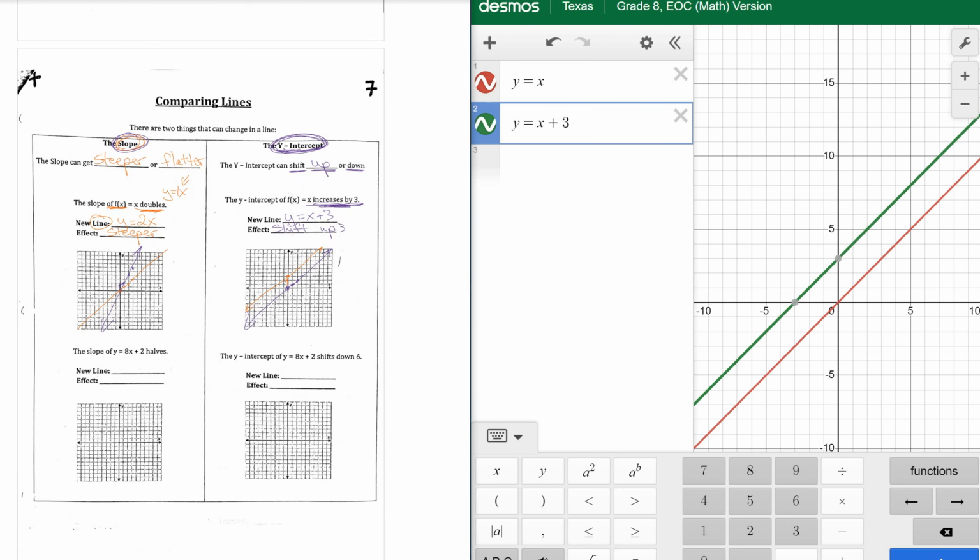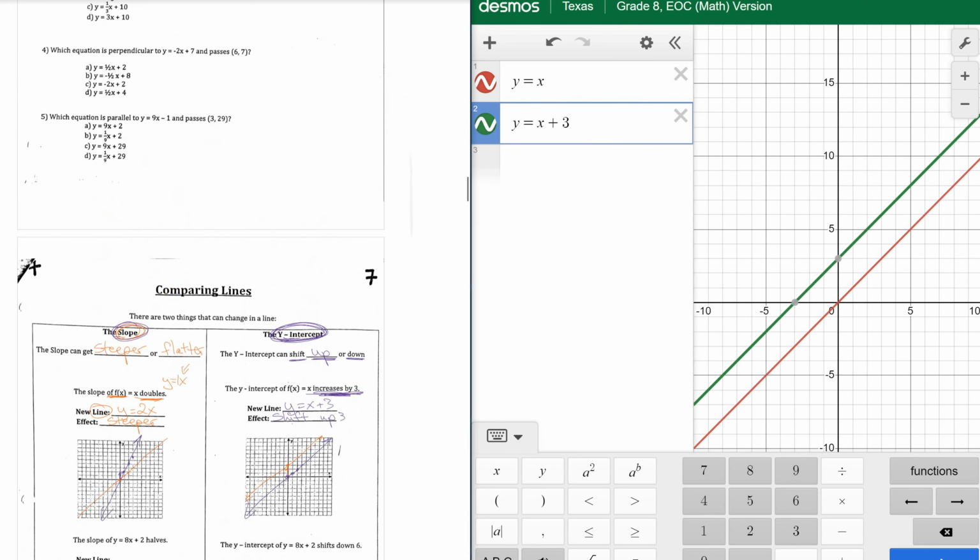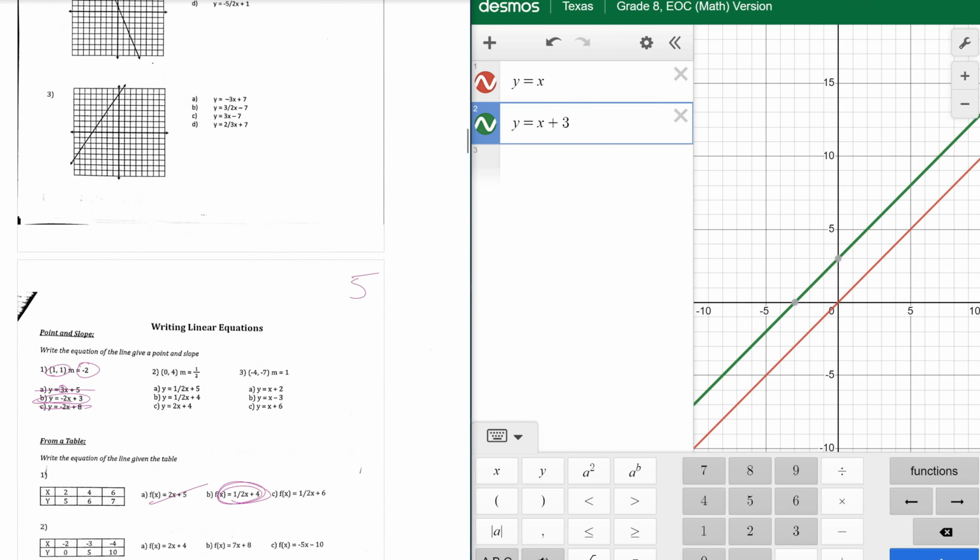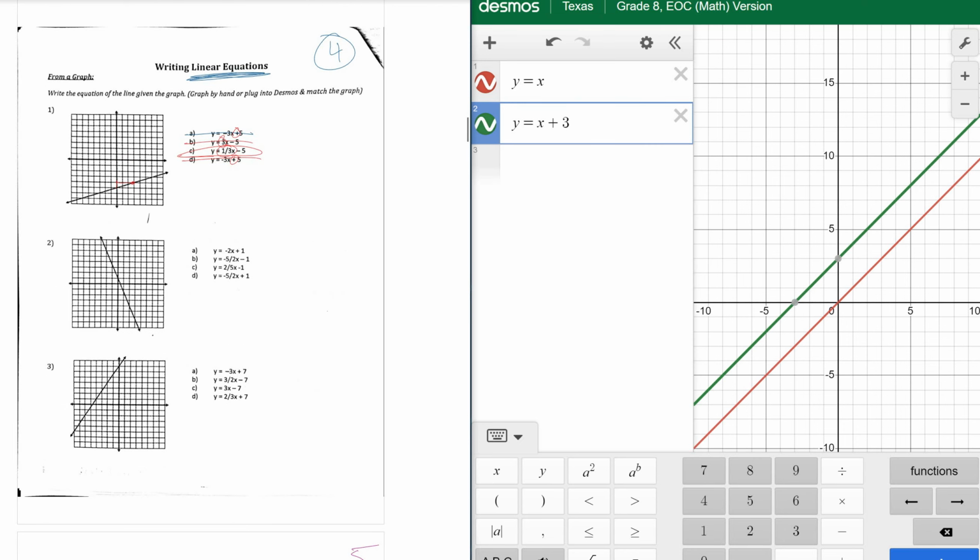Okay, your job right now is to go through all the pages we just did and finish the ones that we left blank. So go back from 7 to 6 to 5, which was unnumbered, and then 4. So do all of those questions. Good job.